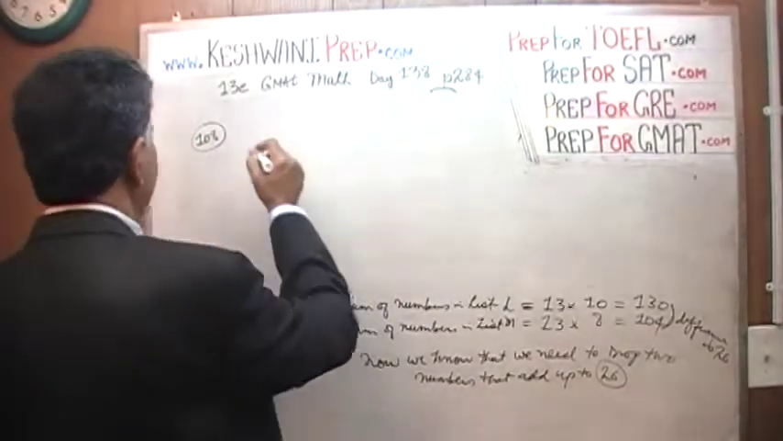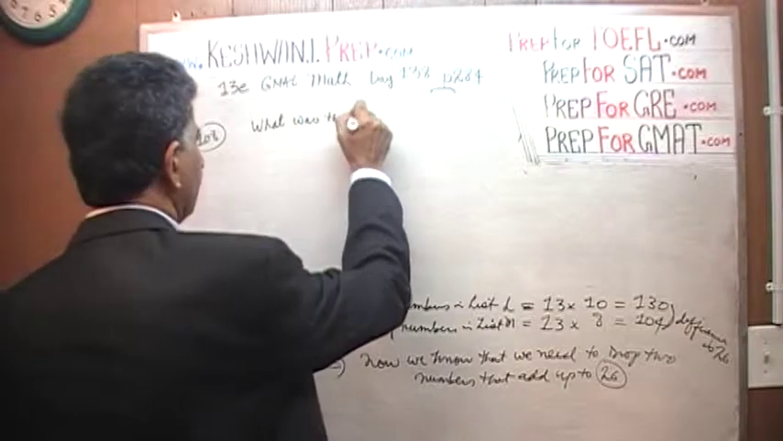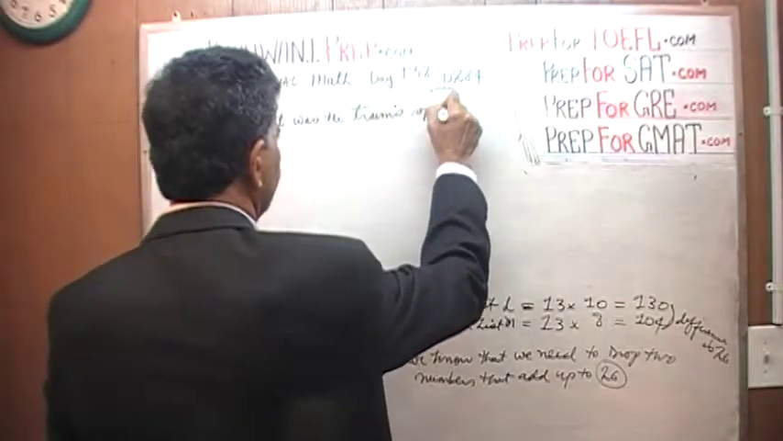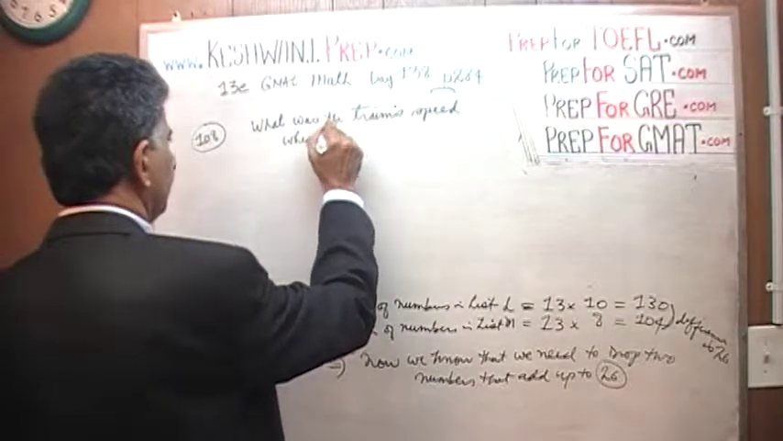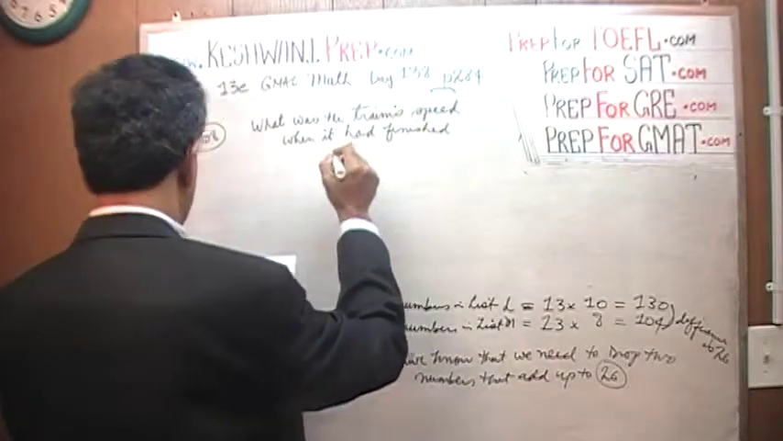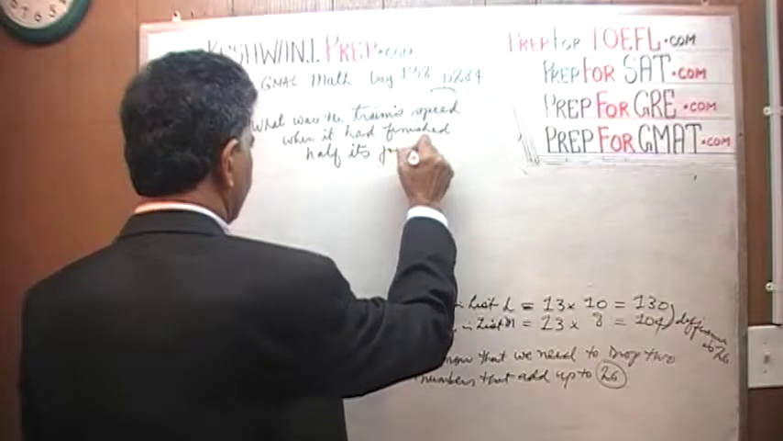Question is, what was the train's speed when it had finished half its journey?